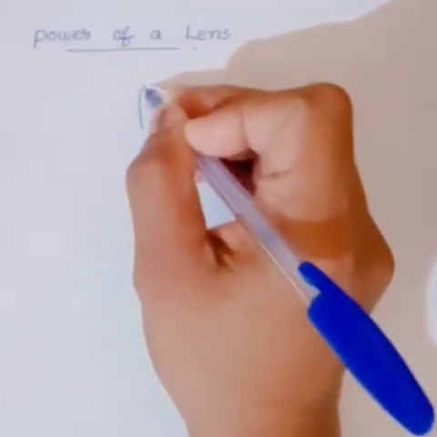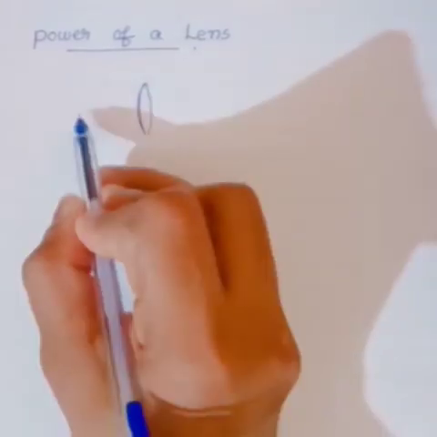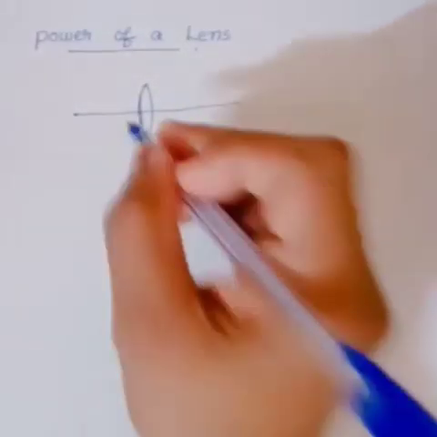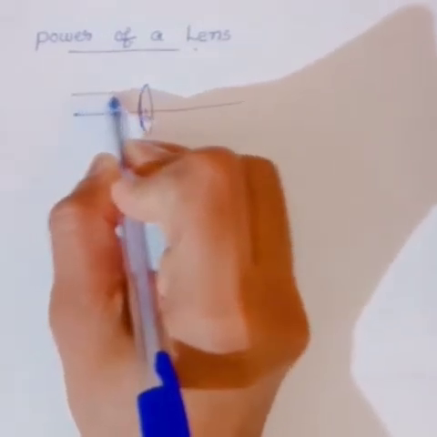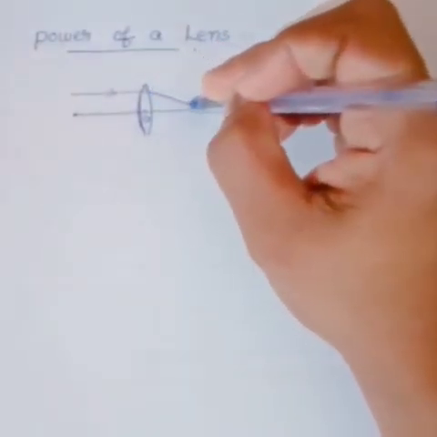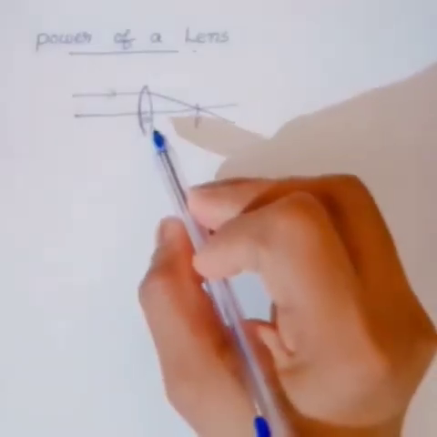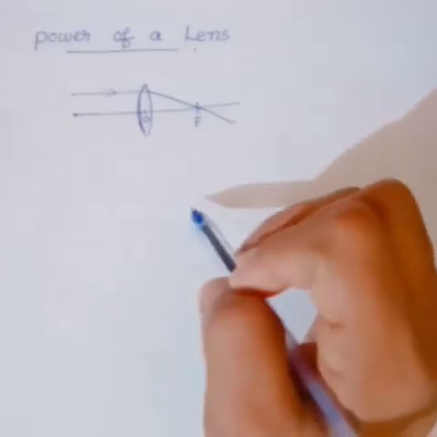Okay, so I draw a convex lens here. So this is a convex lens. Then this is the principal axis. Okay. So this is the optical center. When a ray of light travels parallel to the principal axis, what happens? After refraction, it passes through the focus. Okay. So this is the focus. Then you know that the distance between the optical center and its focus, we call it the focal length.